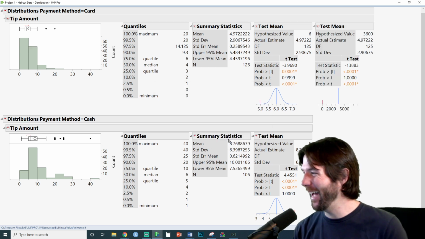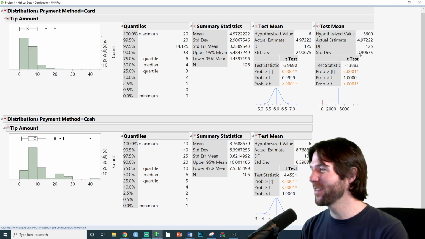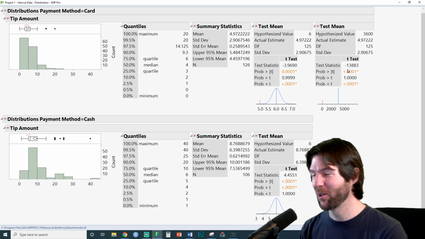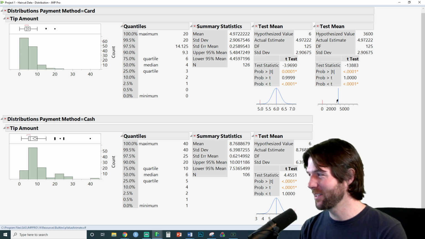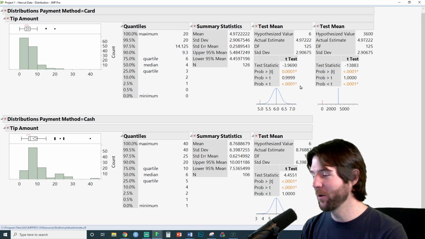And so, of course, 3600 is way off the scale on mine, so the t-statistic is absurd. So if you notice, I tested 3600. So where is this red line at? The red line is still at 5, or 4.9722.